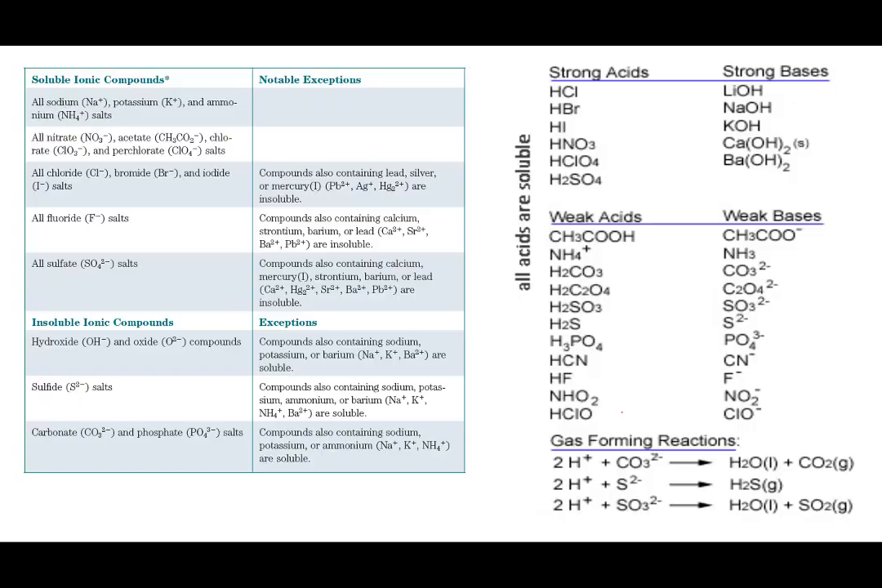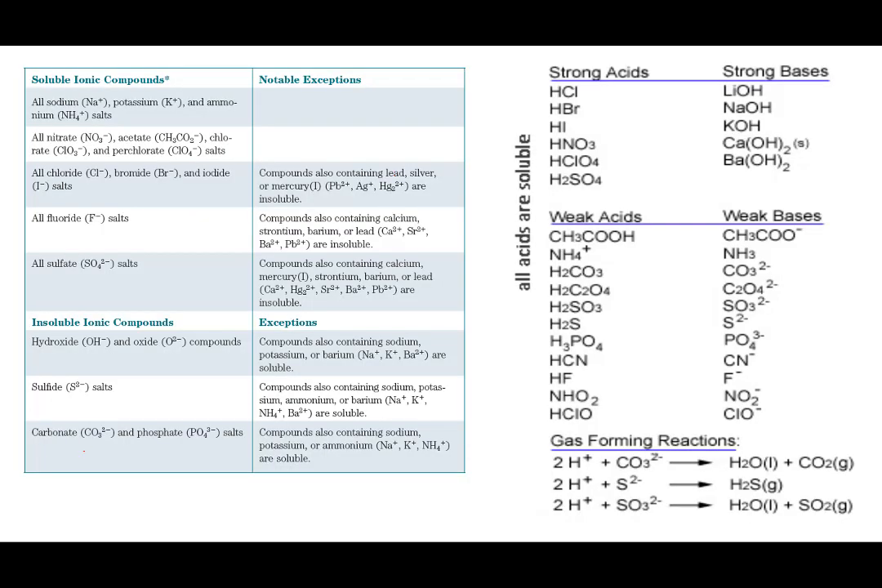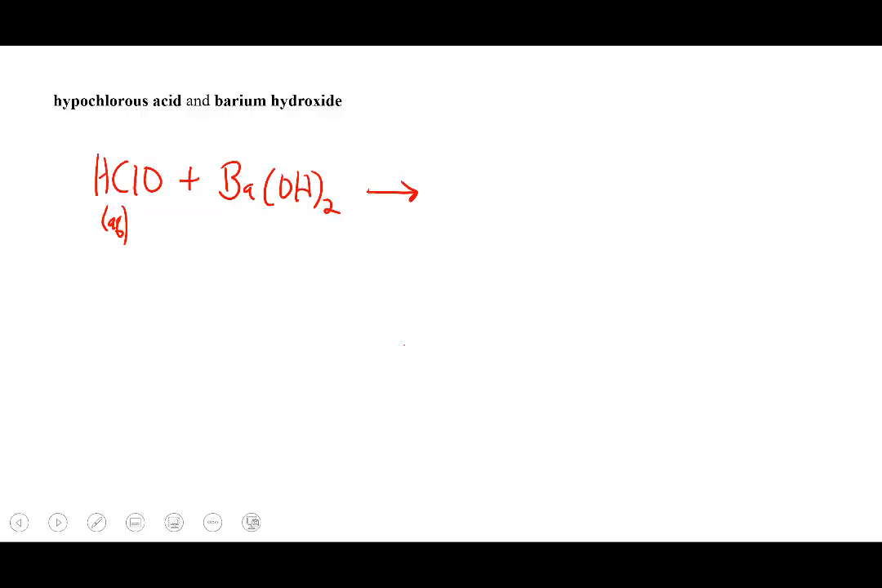All right, next. Hypochlorous acid and barium hydroxide. Hypochlorous acid is HClO, and that is soluble because all acids are soluble. The other thing to remember, that's a weak acid, so it's going to start out and not split up into ions. Barium hydroxide is Ba(OH)2. That is, I'm going to go back for a second, that is soluble. And so hydroxide salts are generally insoluble, but barium is an exception to that. So that's soluble. So that's aqueous.